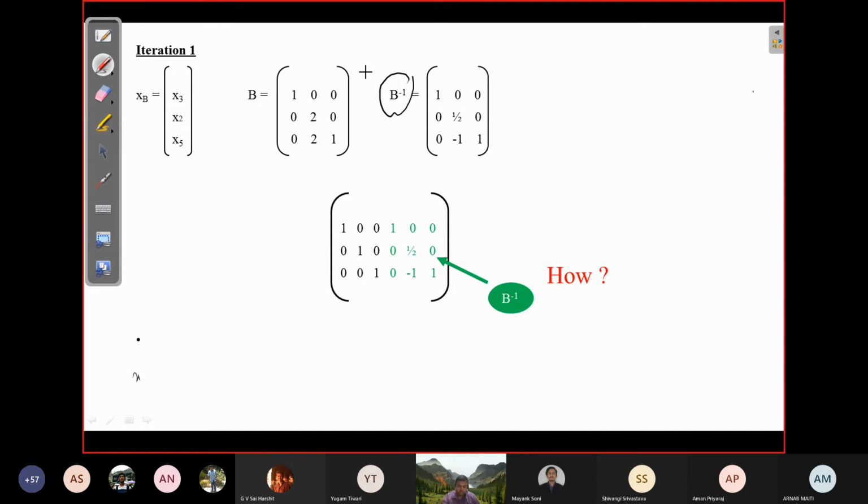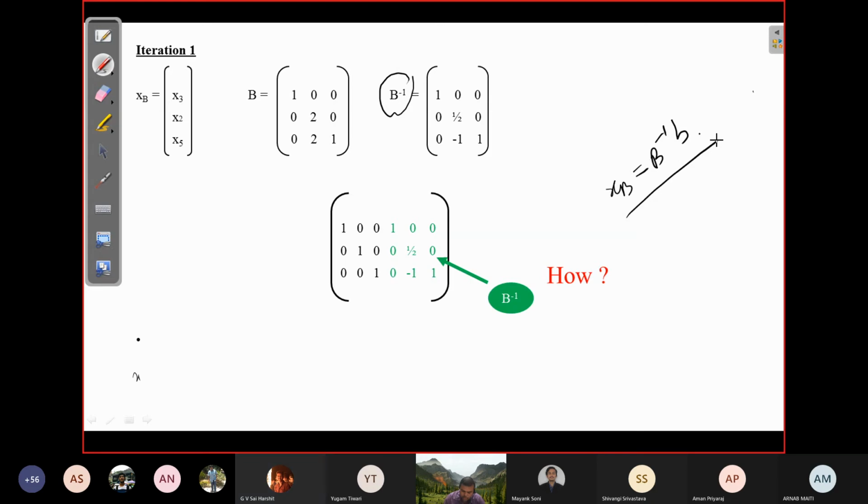Suppose this matrix B is given. I want to compute B inverse of it. So how to compute the inverse of a matrix? Because I need it, right? Write an identity matrix beside B and then use Gauss elimination to make B the identity, and the one obtained beside it will be the inverse. Right.